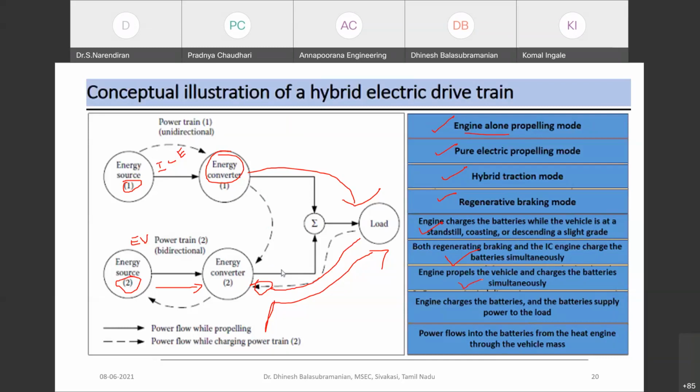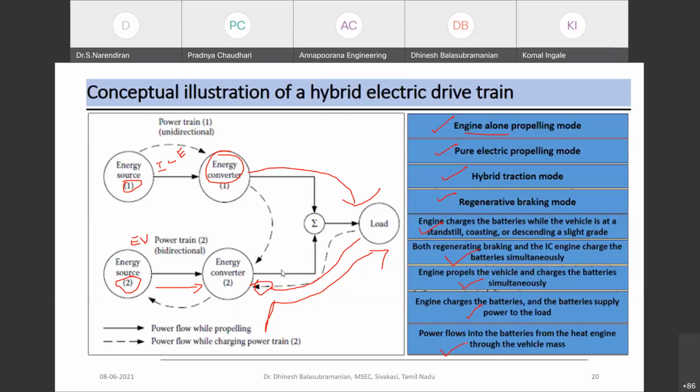Engine propels the vehicle and charges the battery simultaneously. So these are different modes that actually apply in your vehicle. Based on your operation, any one particular mode would be selected. So in the next case, the internal combustion engine will propel your vehicle and simultaneously it will charge the battery. This would be explained clearly within the Sankey diagram in the upcoming slides. So the engine would charge the battery and the battery supplies power to the load. In this case, the power flow will be in this particular direction, and the power flows into the battery from the heat engine through the vehicle mass.